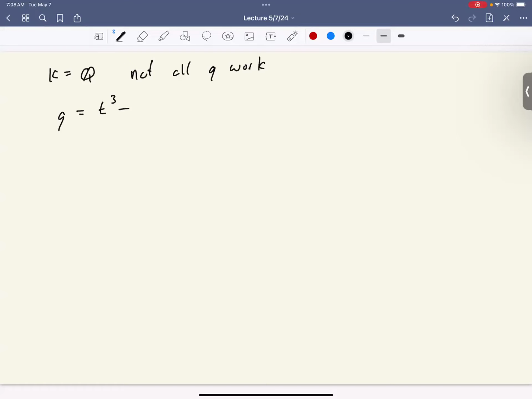Q is equal to T cubed minus 4. And that's an odd degree guy, and it's a prime. And let's take P is equal to T minus 2, degree 1 guy. Then Q is congruent to 4 mod T minus 2. So a linear congruence. You're just looking at things in Q. So it's pretty easy to check this. But anyway, so what is it? So T cubed minus 4 minus 4.